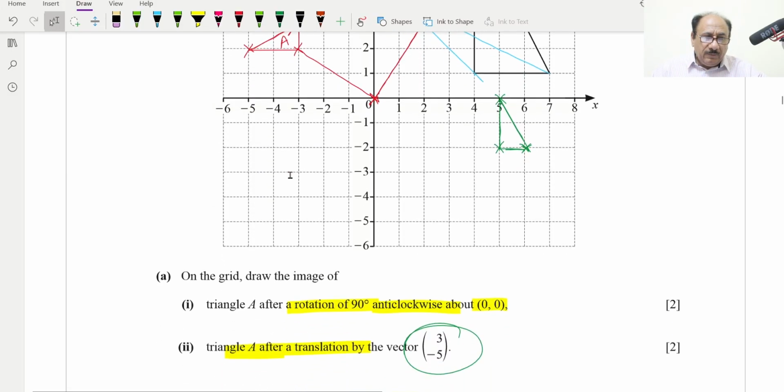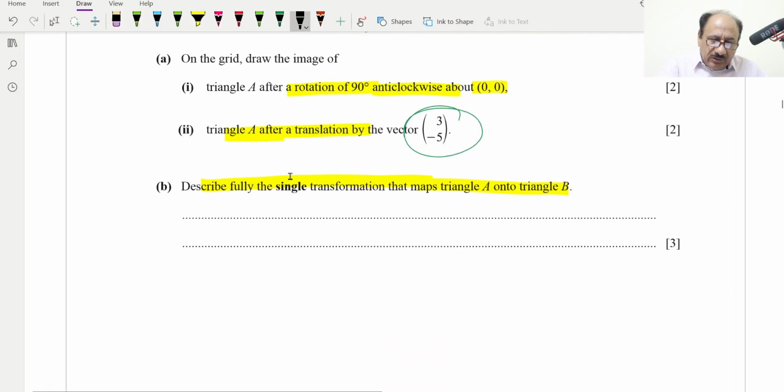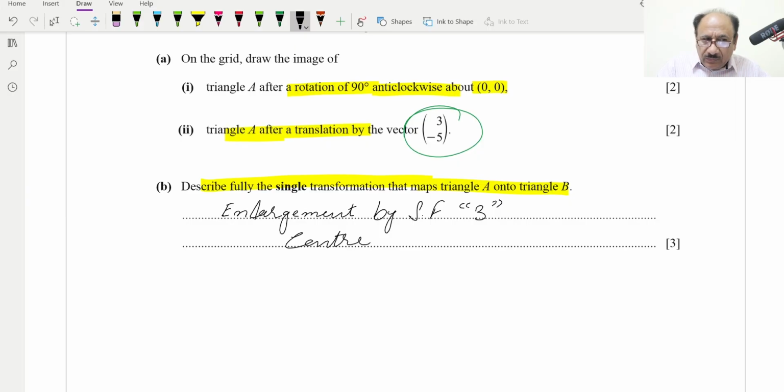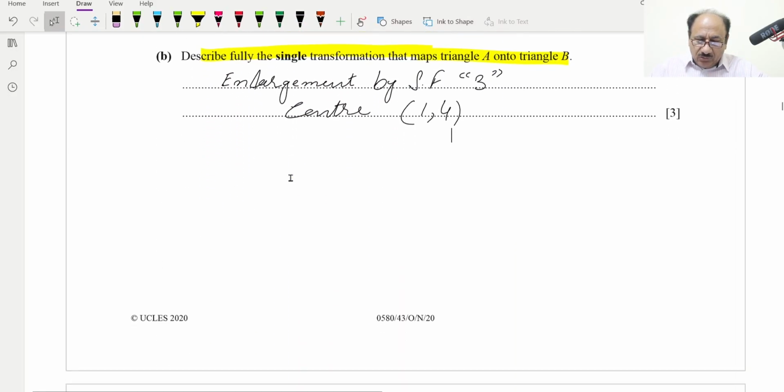So we can provide the transformation over here. This is an enlargement. So we can write enlargement by scale factor 3. So scale factor is 3, and the center of enlargement we can write as center 1 and 4, which we have checked over here, which is 1 and 4. Yes, this is also done.